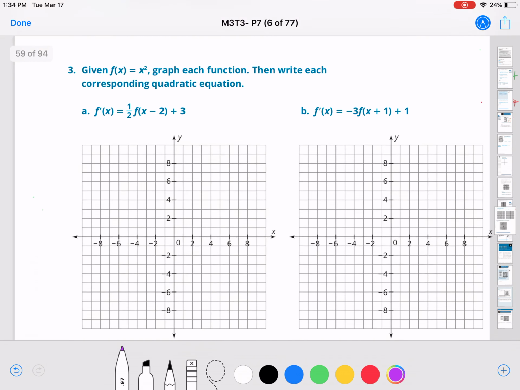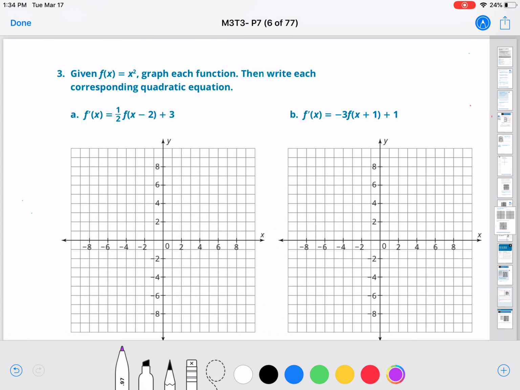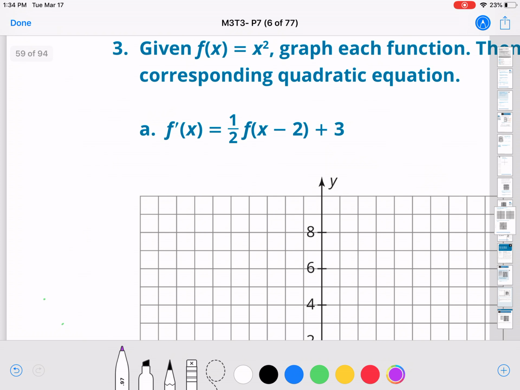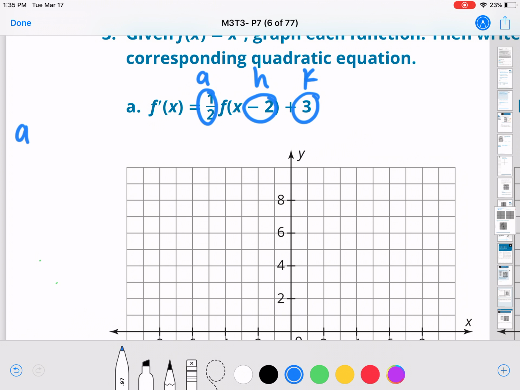Let's try another one. So let's try 3a and 3b. Same thing, go ahead and identify your a, h, and k. My a value is 1/2, h is positive 2, k is positive 3. I'm going to write that on the side and talk about them. A is 1/2. There's no reflection because it's not negative, but it is less than 1. If it's less than 1, it's a vertical compression, and that's going to make the graph look wider.